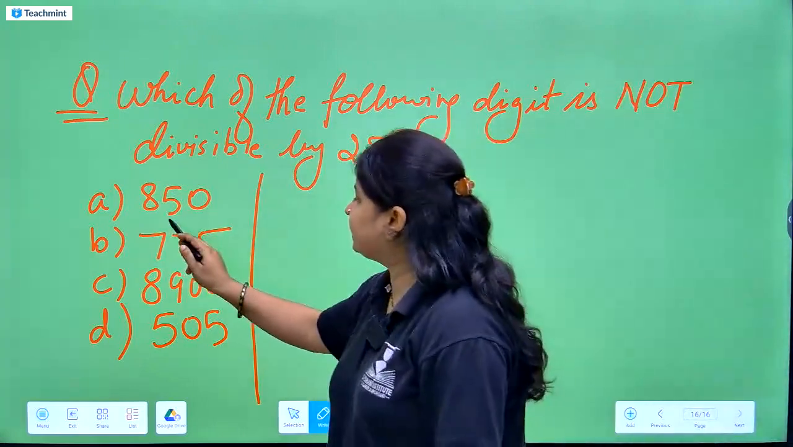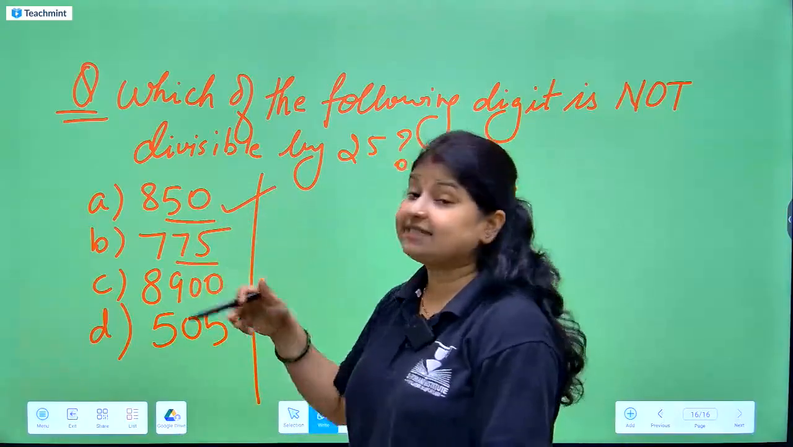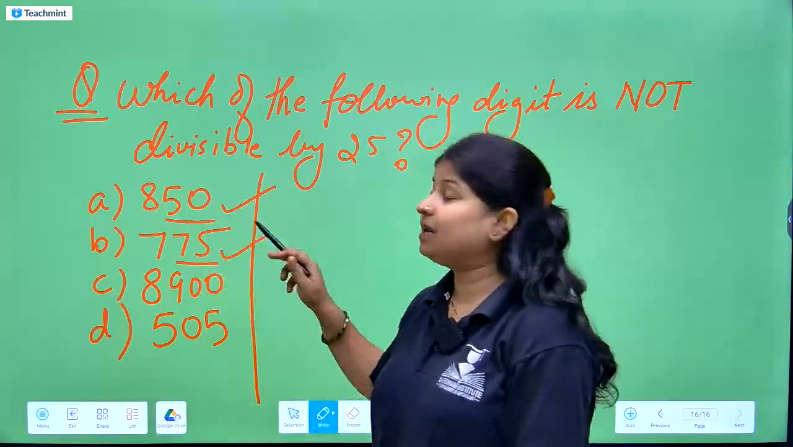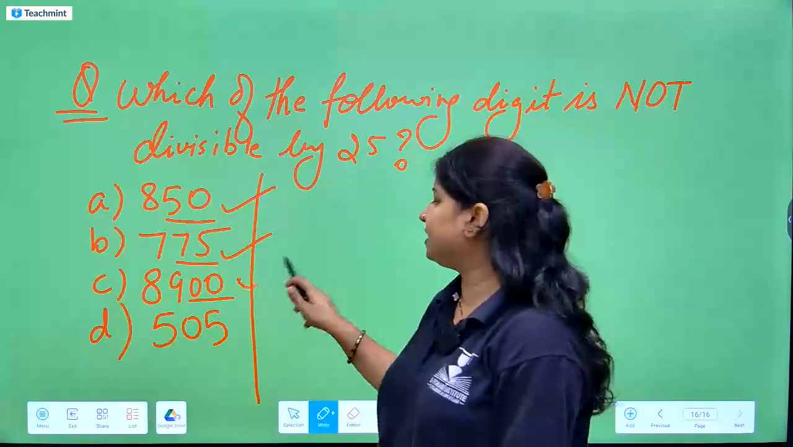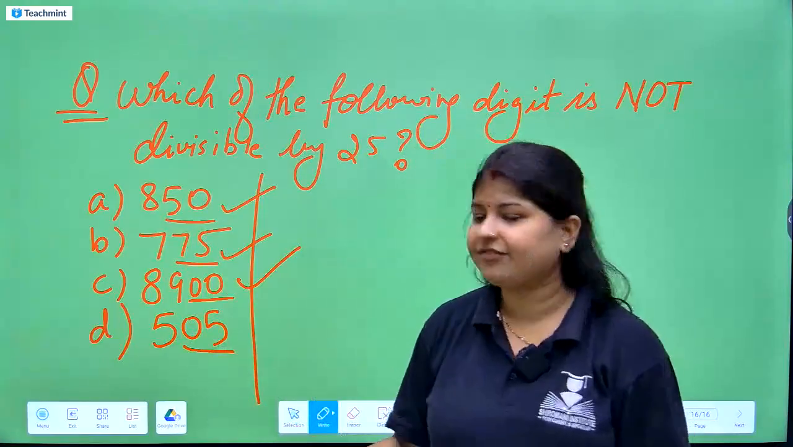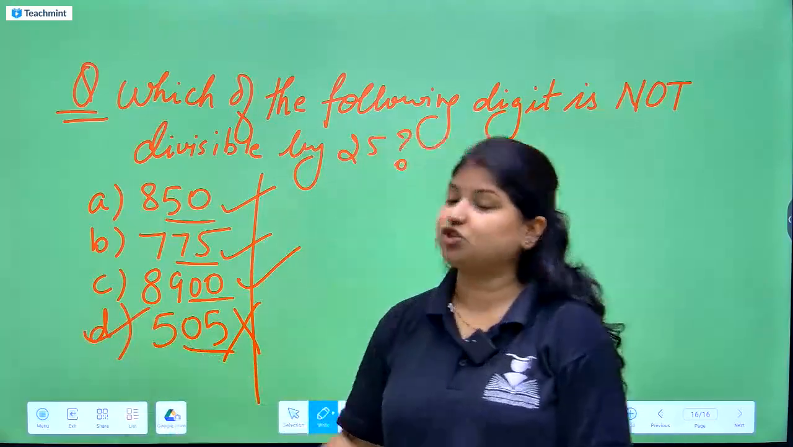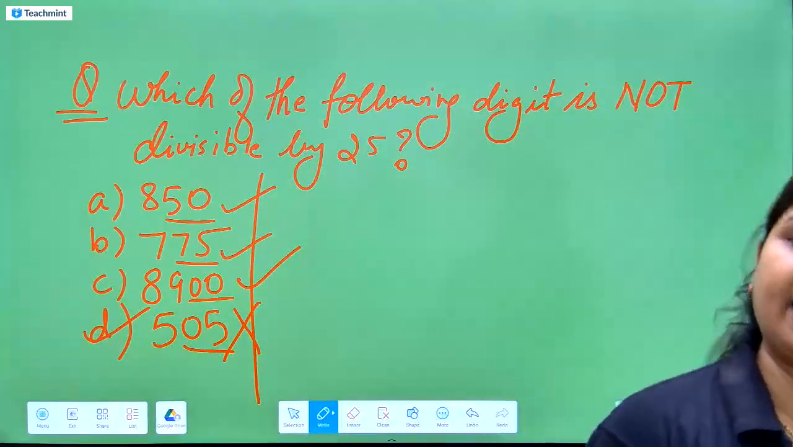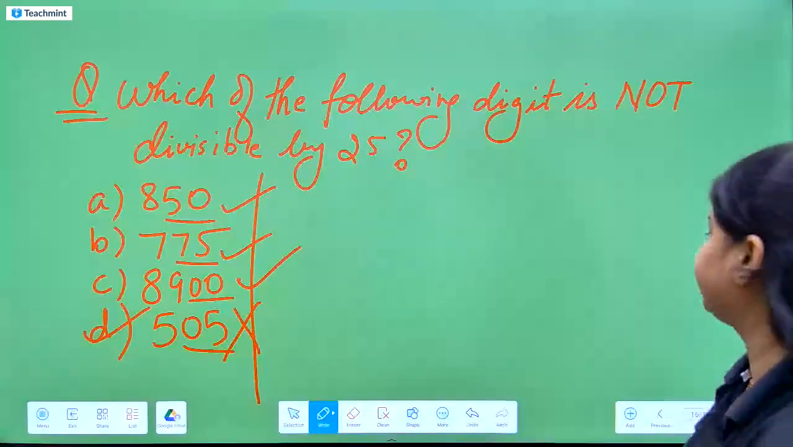So the last digit 50 is divisible by 25. Last digit 75 divisible by 25. Last digit double zero divisible by 25. Last digit 05 not divisible by 25. That's why option D is the correct answer. Okay? Option D is the correct answer.